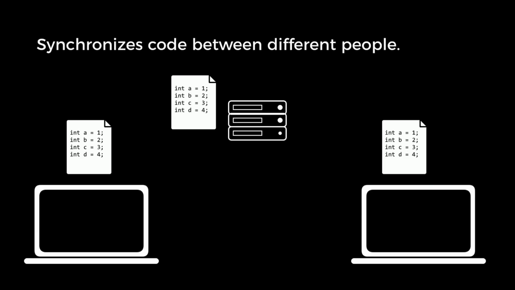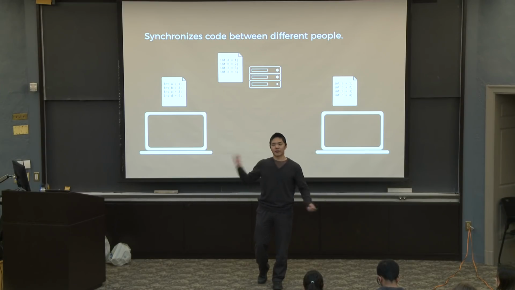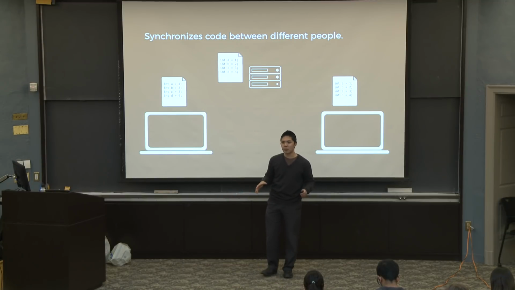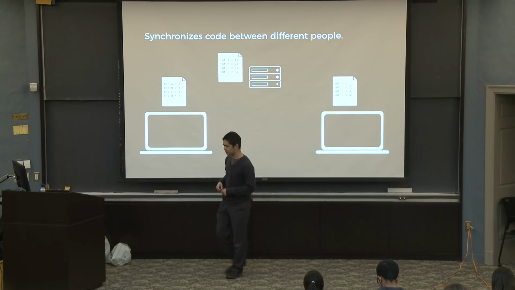No more emailing like, this is the latest version, use that one, and then there are conflicting versions being emailed around, and that starts to become messy. Git helps to just simplify that process, keep track of everything much more cleanly.